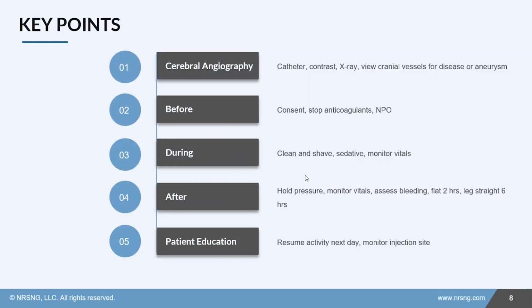All right, now let's review the key points. A cerebral angiography is a procedure where a catheter is inserted into the leg artery and up to the brain vessels. Contrast is injected and an X-ray is used to view the cranial vessels for disease or aneurysms. Before the procedure, make sure consent is signed and stop any anticoagulants that the doctor would like to stop, and then make the patient NPO, usually the day of.